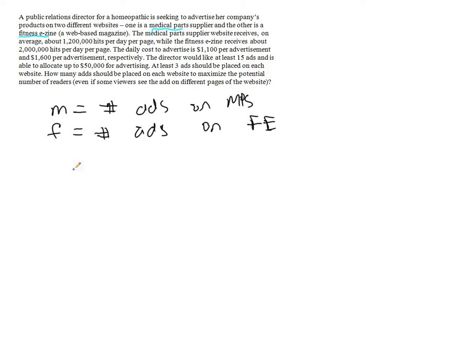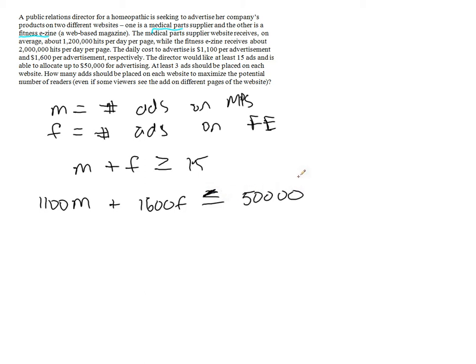So at least 15 ads means that the total of all the ads should be greater than or equal to 15. And its budget is $50,000. Well, so for the number of medical part supplier ads that it can make, it's $1,100 times m plus $1,600 times f. That will give us the total amount of cost related to those two, but this must be no more than $50,000 because that's the full budget.